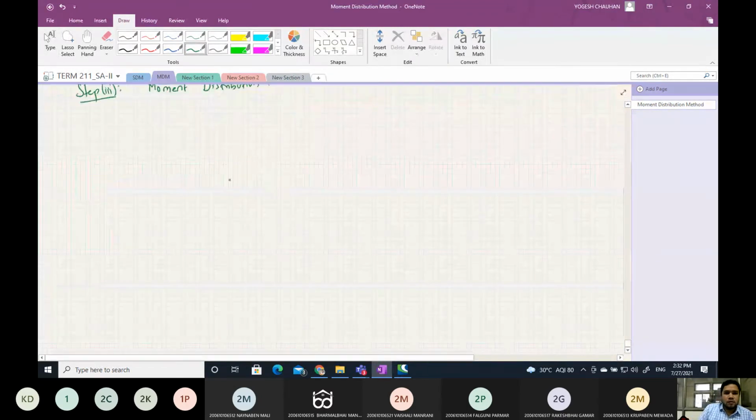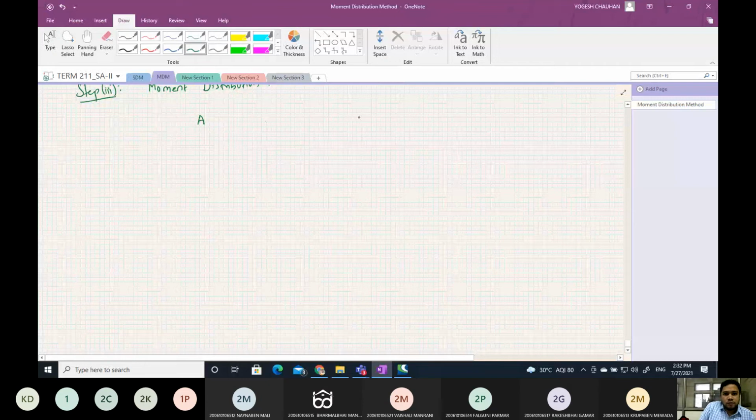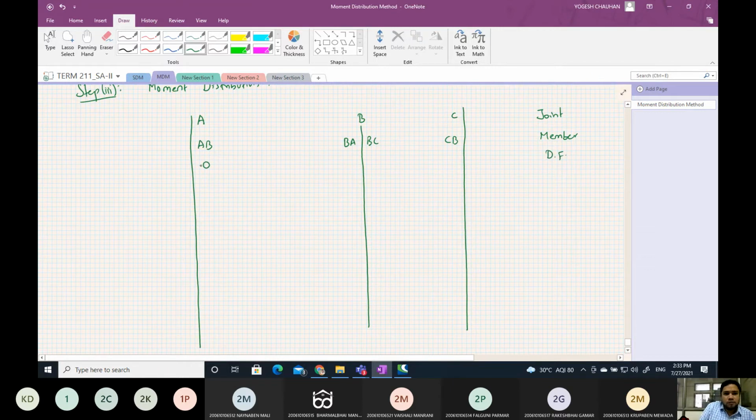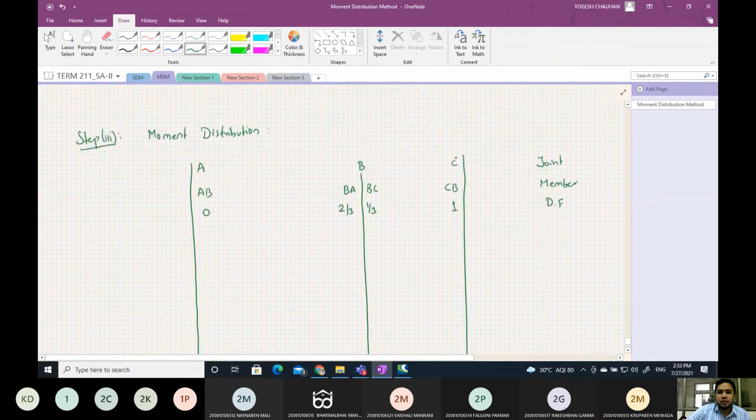So again we make a table. First we write the joints A, B and C, then the members connected to that joint. So AB, then BA and BC, and this is CB. Then we write the distribution factor for these members. So the distribution factor for AB is 0, this is 2 by 3, this is 1 by 3, and this is 1. Okay, just verify this: 0, 2 by 3, 1 by 3, 1.